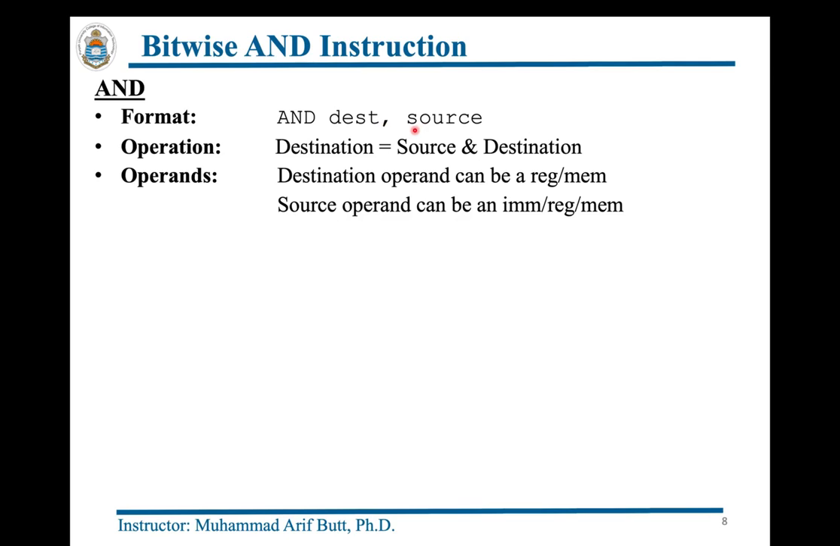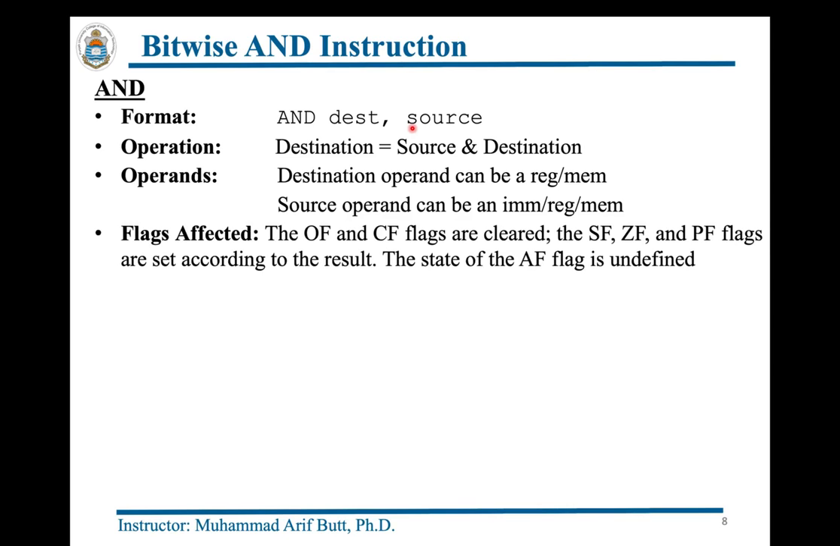Well, the behavior of AND operation is: the result bit is 1 if corresponding bits of both these two operands are 1. Otherwise, it is set to 0. Well, after the AND instruction is executed, the overflow and this carry flag, they are cleared. The sign, zero and parity flag are set according to the result, while the auxiliary flag is undefined.